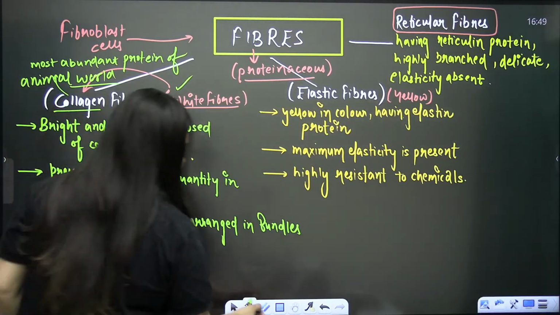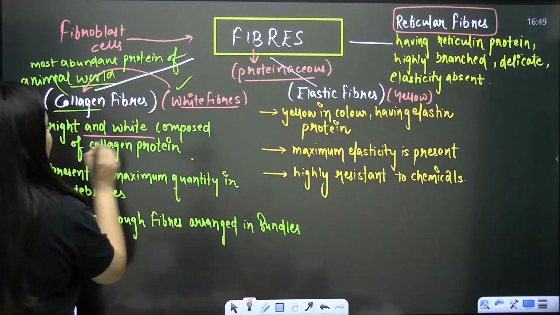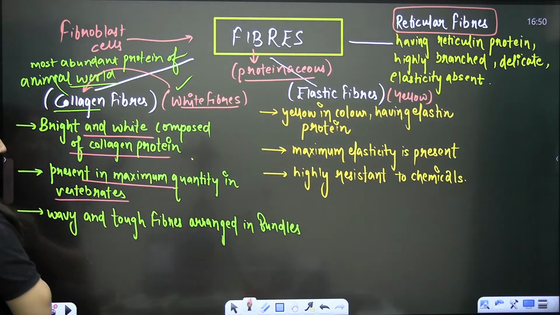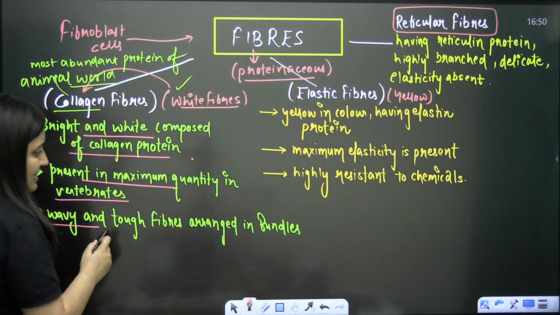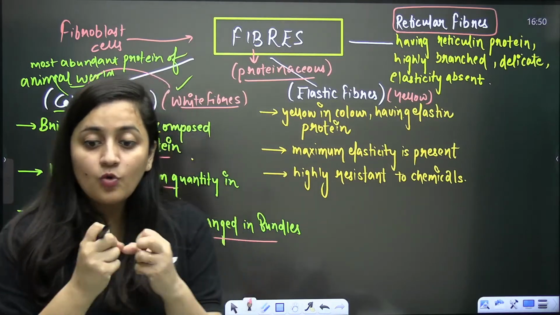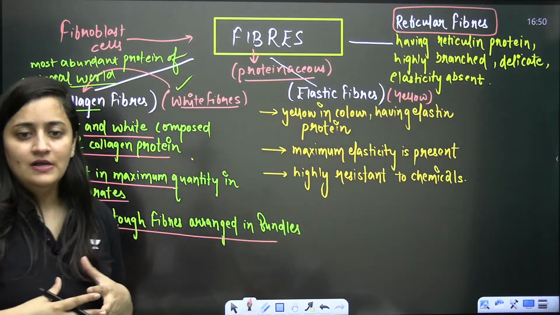Here you can see these fibers are bright and white, composed of collagen protein. They are present in maximum quantity in vertebrates. They are wavy and tough fibers, and they are present in bundles. They are quite tough. They are strong.